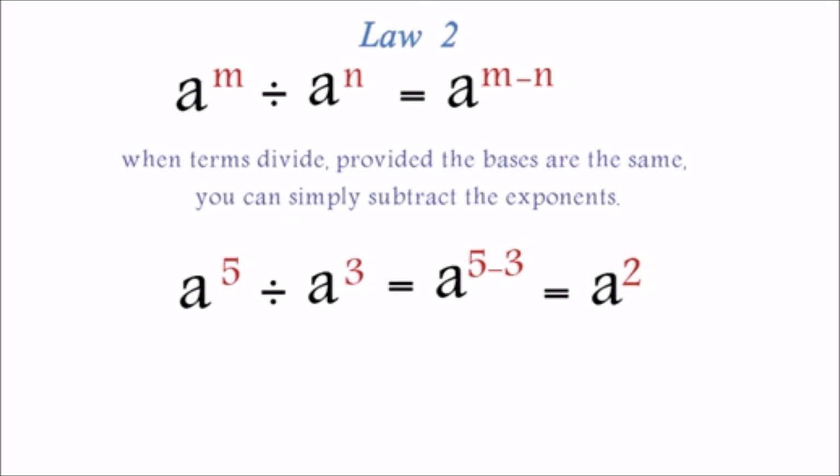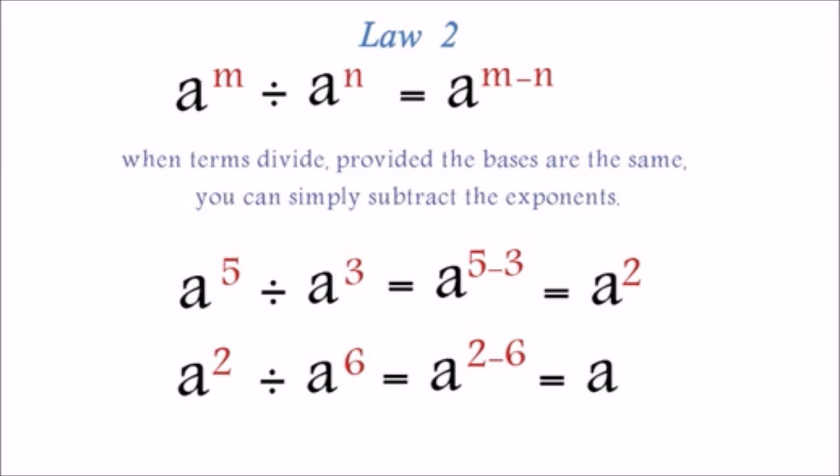Note that it is possible to have negative exponents. Example, a exponent 2 divided by a exponent 6 equals a exponent 2 minus 6. This equals a exponent negative 4. Please take note of this. We will mention it again later.